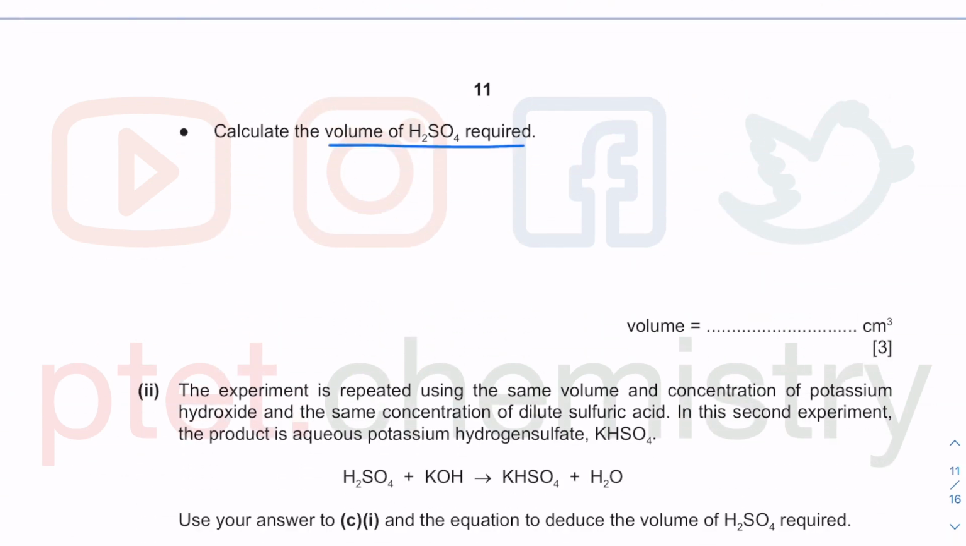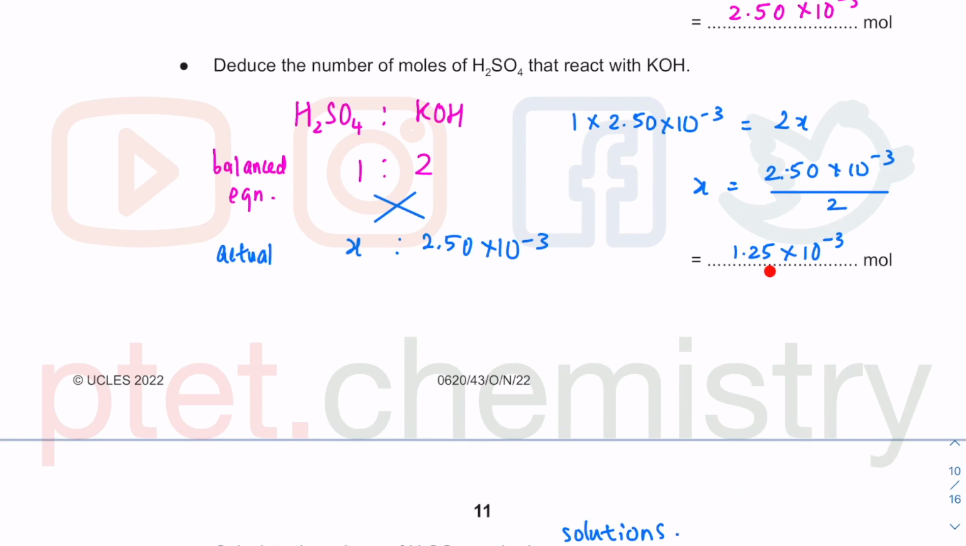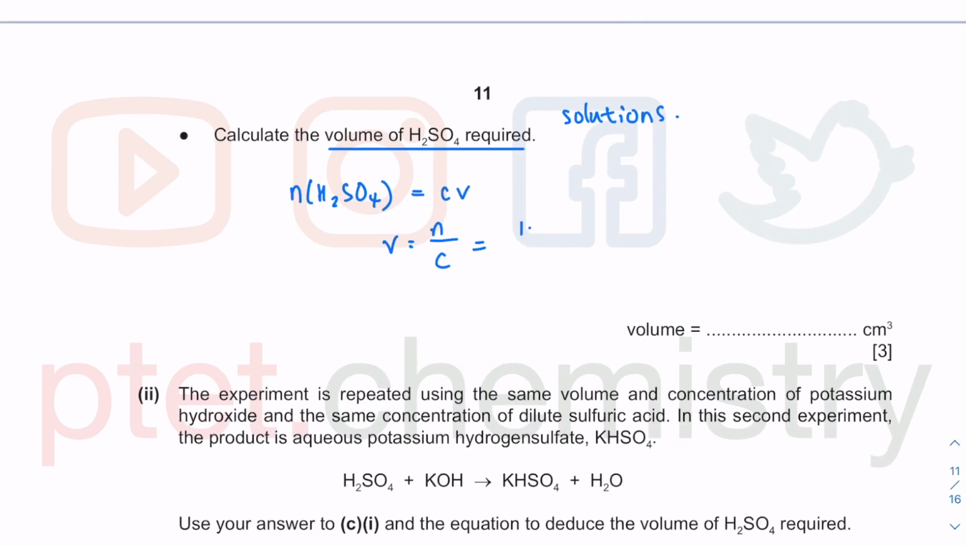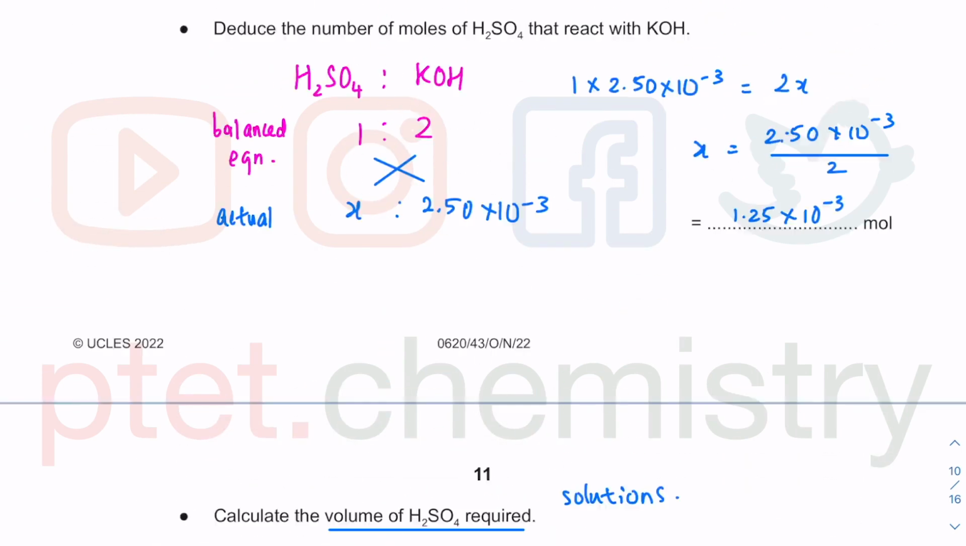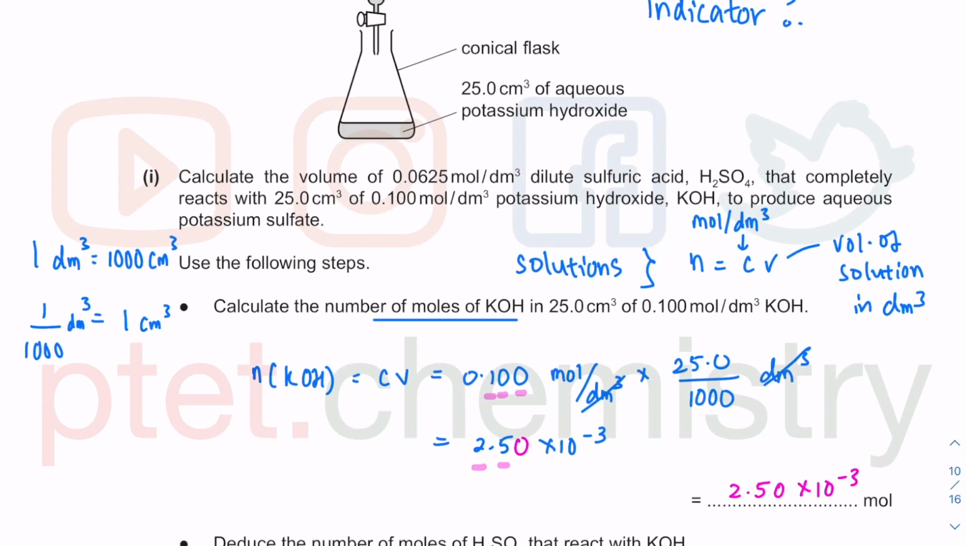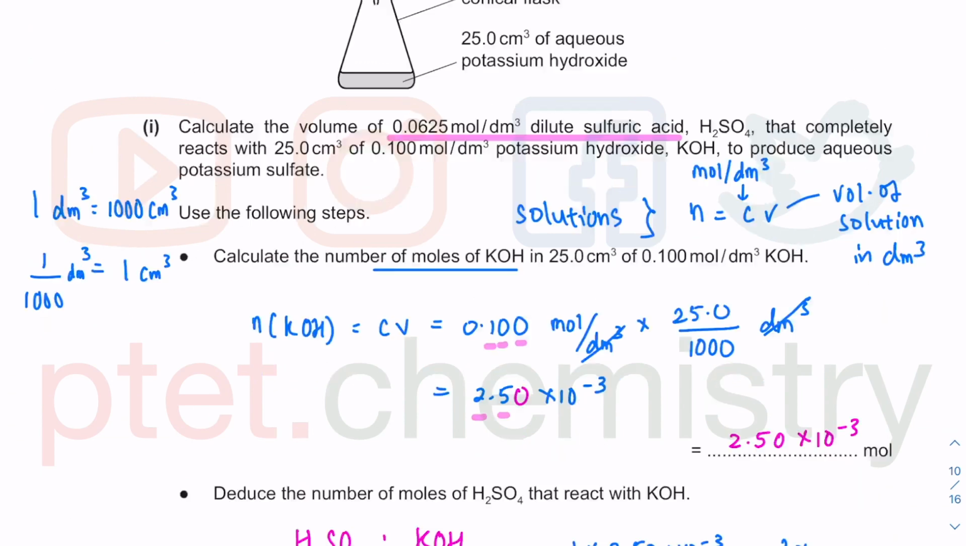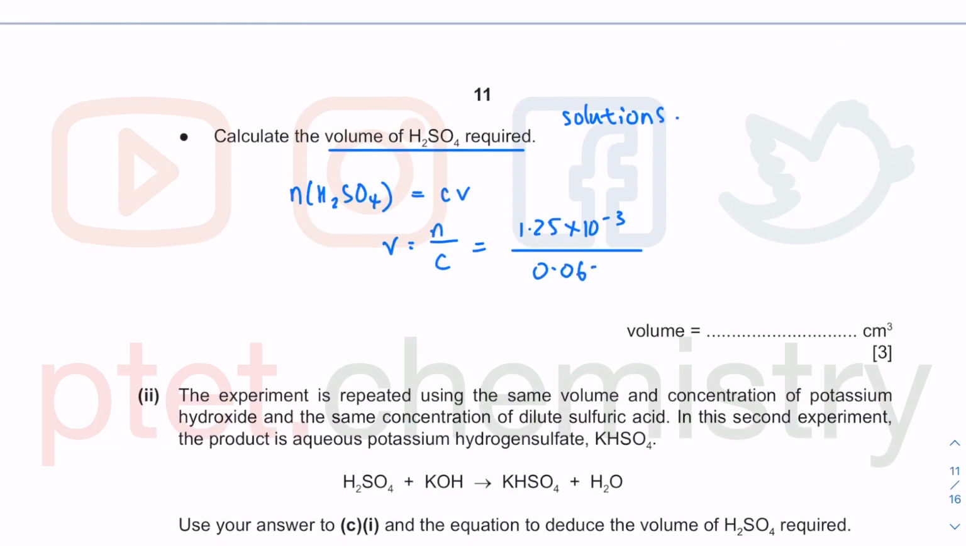Next one, calculate the volume of sulfuric acid required. I have my mole of sulfuric acid, and this is solution chemistry, so this is another n equals cV. The volume is equal to n divided by c, as I move the c from the right to underneath the left. I have the mole of sulfuric acid, that was 1.25 times 10 to the minus 3, and then I divide that by the concentration of sulfuric acid. According to the question, the concentration of sulfuric acid there, 0.0625 mole per dm cubed.